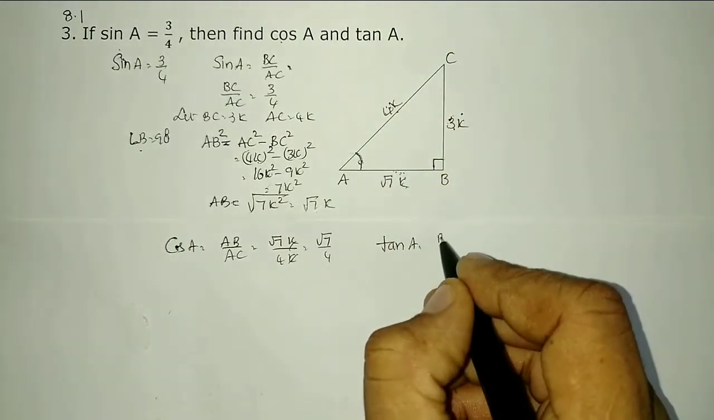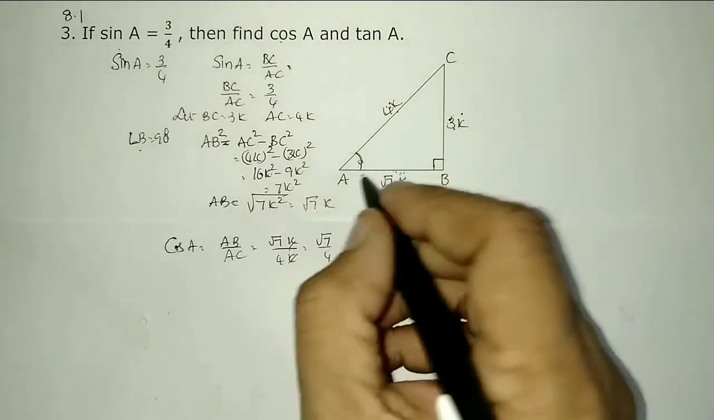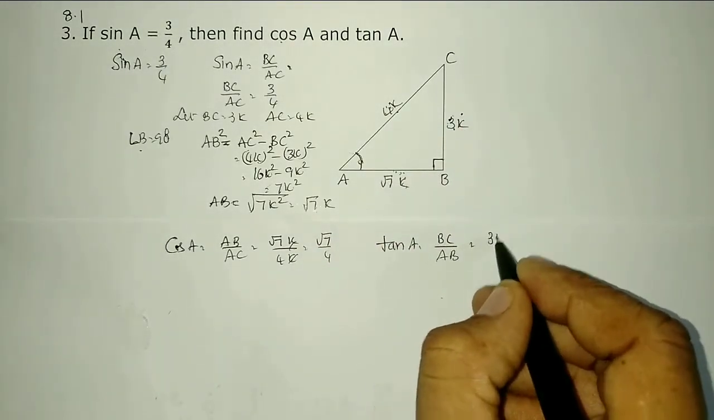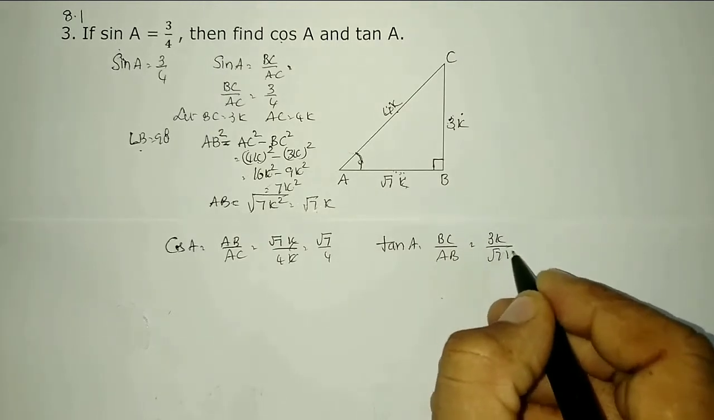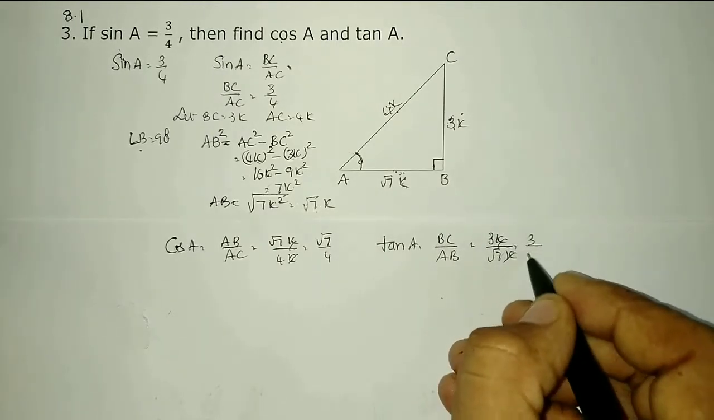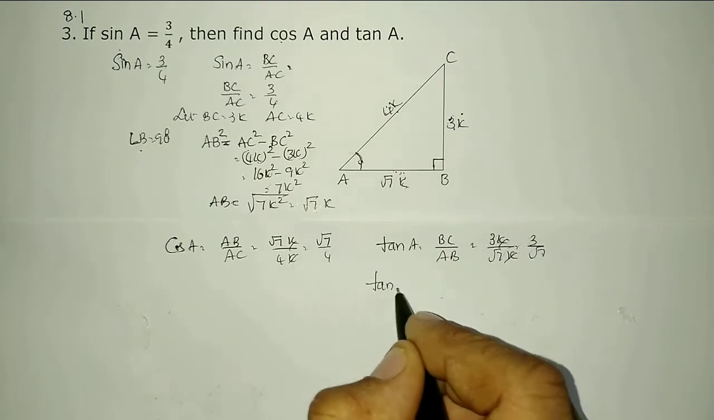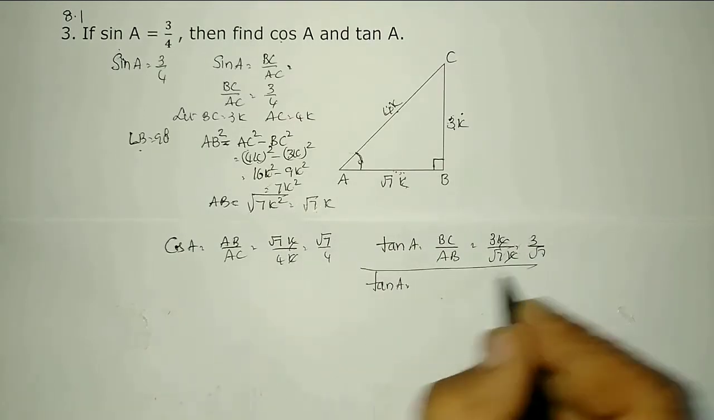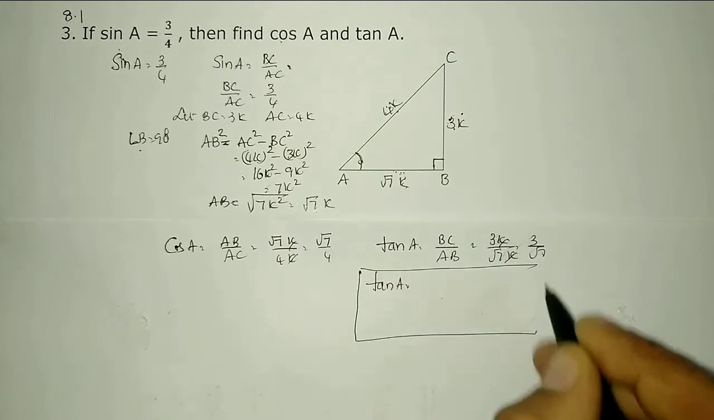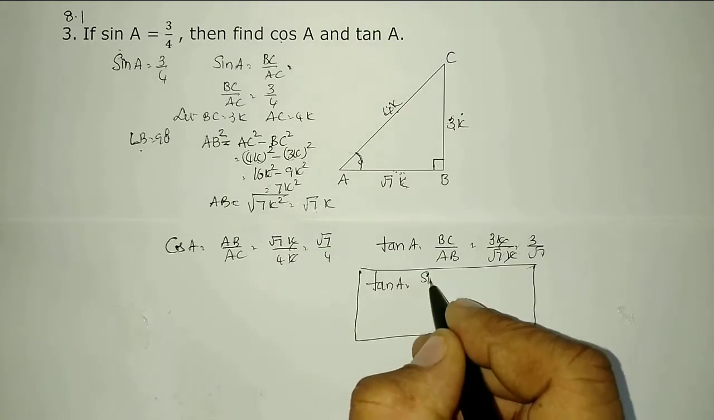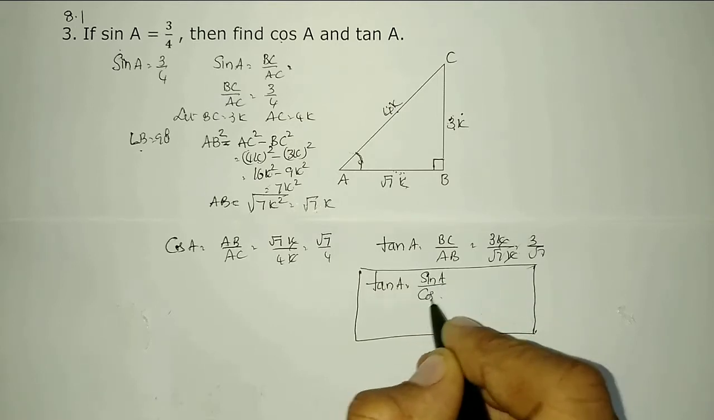So tan A means what? BC, side opposite to angle A, by adjacent to angle A, AB. 3K by root 7K, that is 3 by root 7. Or you can take tan A equal to sin A by cos A.